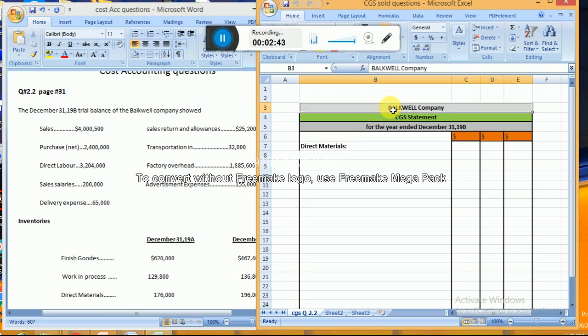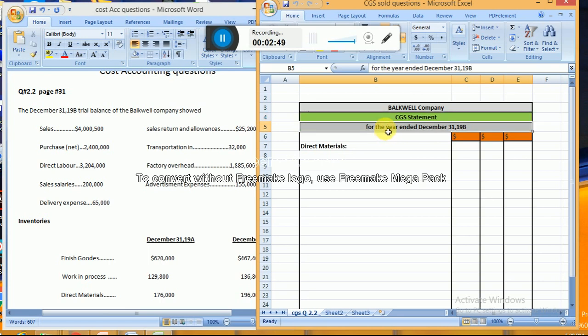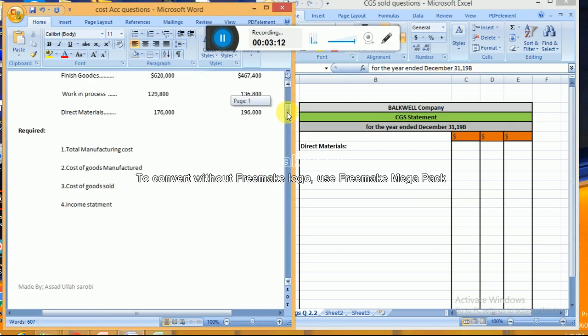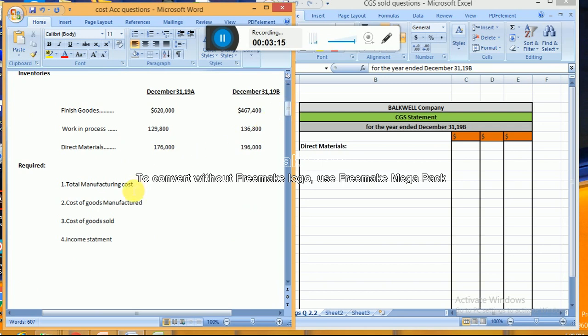First we will write the name of the company, then the name of the statement, then the time duration. If we look at the requirements, total manufacturing cost, cost of goods manufactured, and cost of goods sold statement are all included. These are portions of the CGS statement. Manufacturing cost and cost of goods manufactured are included in the CGS statement. That's why I directly solve them in the CGS statement.